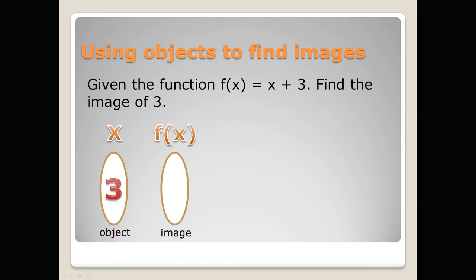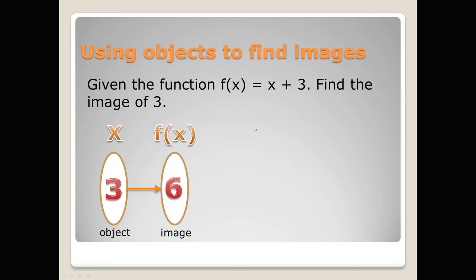How can my 3 be transposed? How can it be moved to my f(x) category? It has to plus 3, right? Everything in my x category, I have to plus 3. That's how I get to the other side. And I know in the f(x) category, 3 is going to map onto 6. Because 3 plus 3 is 6. The function says x plus 3, so all I have to do is just substitute that 3 in.